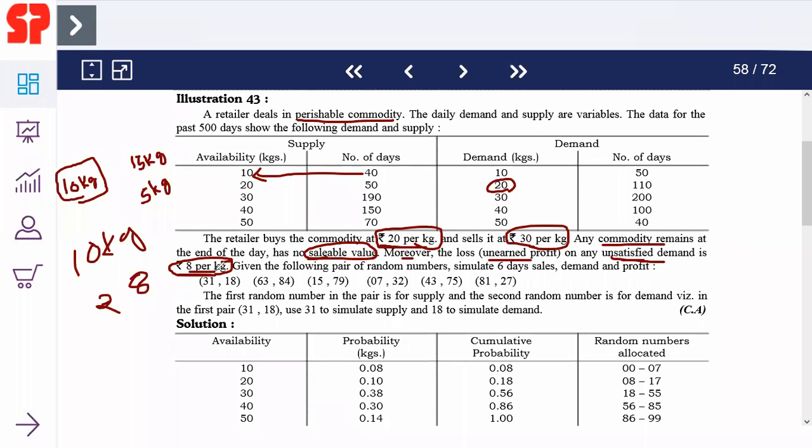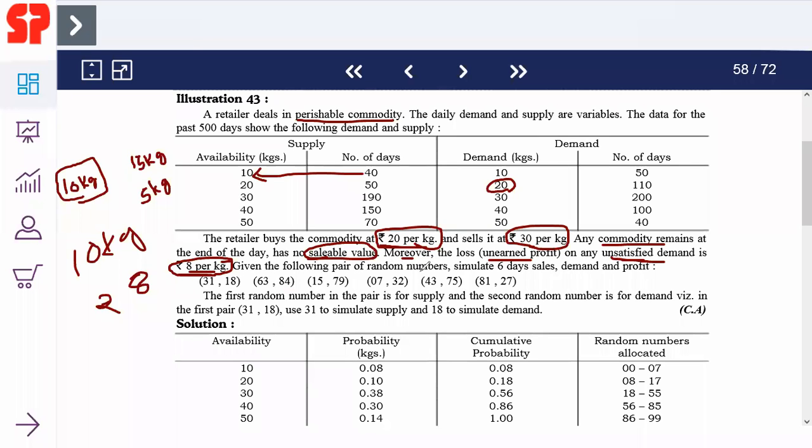And if you are not able to satisfy demand, there will be one more risk, a reputation risk, that you are not able to fulfill the demand. So goodwill will also be impacted. That is a qualitative part of the analysis, but here we are dealing only with the quantitative part.